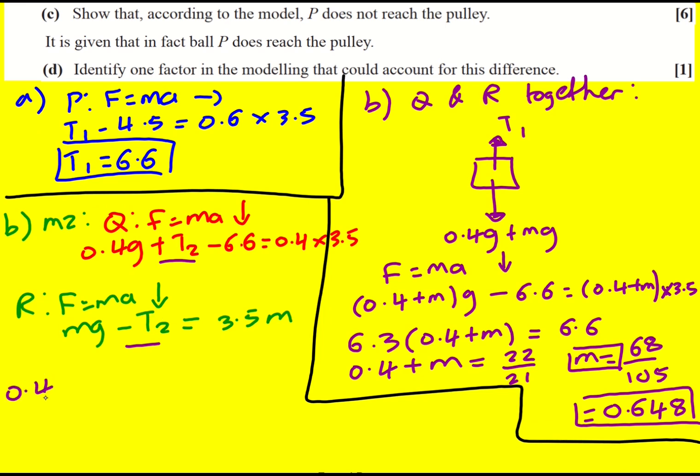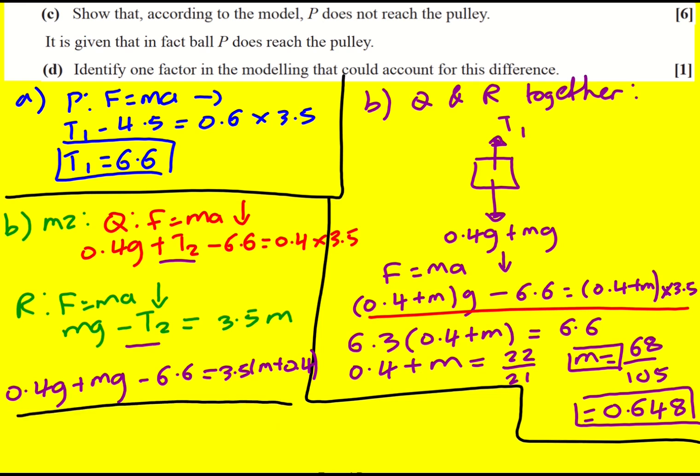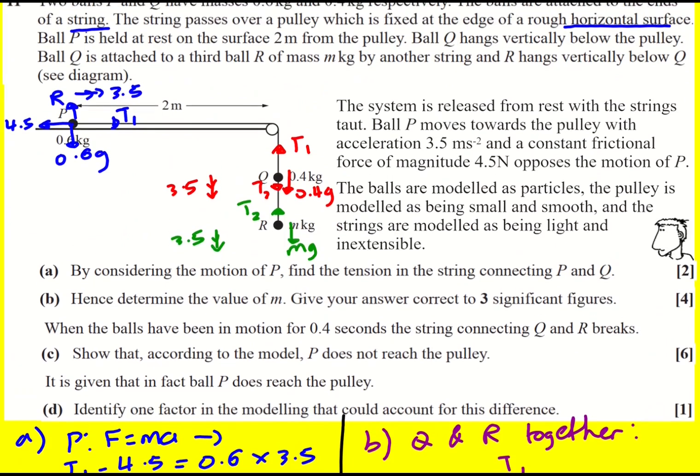So I'm going to get 0.4g plus mg minus 6.6 on the left-hand side. And that's going to equal 3.5 lots of m plus 0.4. Now, actually, this is identical to what we had here, so I don't need to finish this off. It would be the same process now to work out m. I'm just trying to demonstrate how you could treat them separately to do the problem if you wanted. Actually, the answers do it like this, but I would say considering them together is a much better idea.